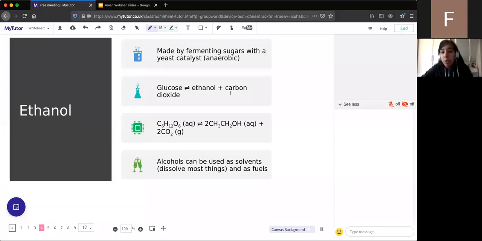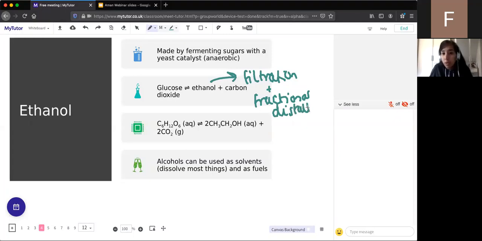But hopefully you also remember that if we want pure ethanol and we want to separate it from anything else that's there, usually water, we do fractional distillation. So the 2 ways that we need to get ethanol to be pure when we do fermentation is, first of all, filtration to remove the yeast, and then fractional distillation to remove any water. And that's because the glucose tends to be dissolved in water.